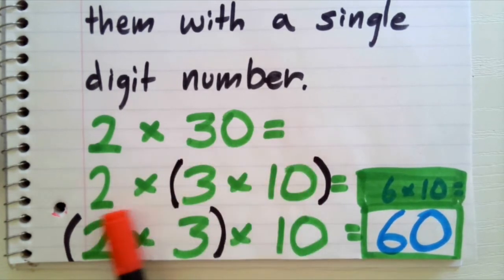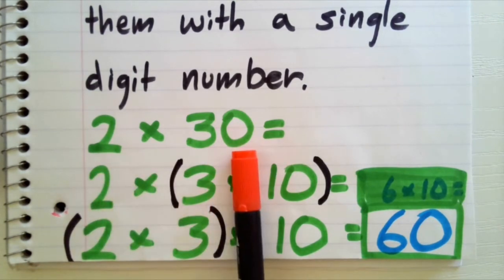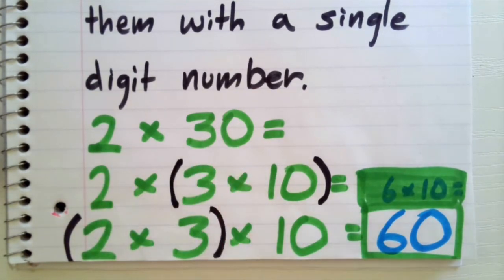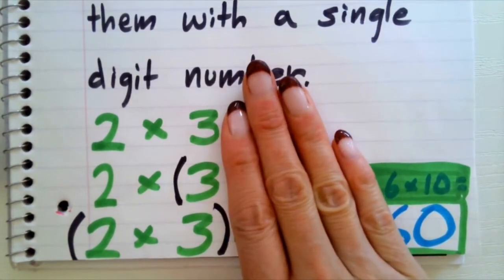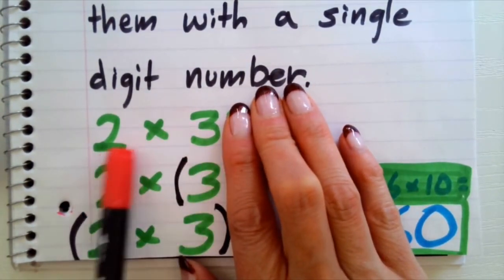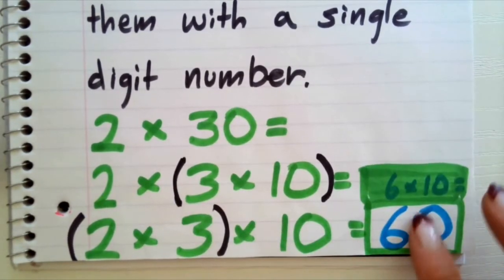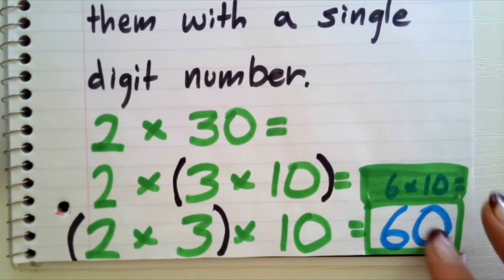This is an easy trick to multiply a single-digit number times a multiple of 10. You can just cover that 0 in the ones place there, multiply this part, and then put the 0 back in the ones place that is now empty.